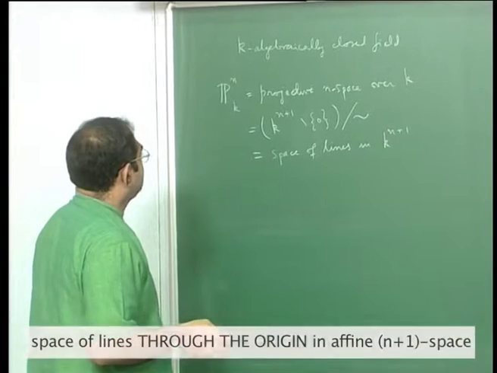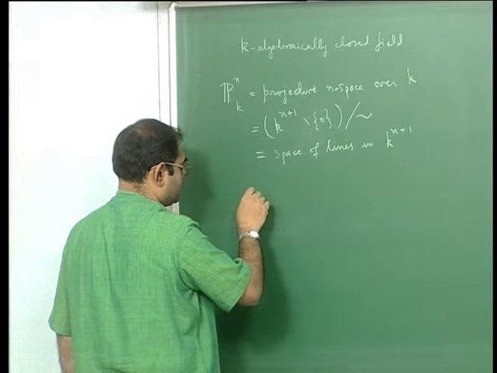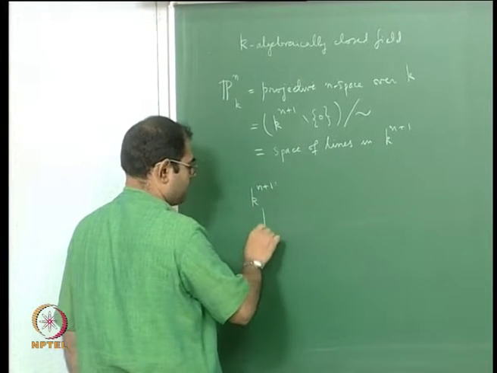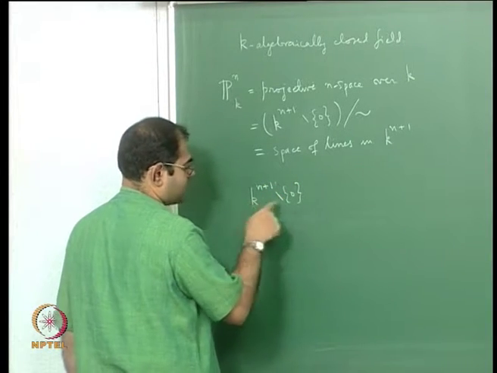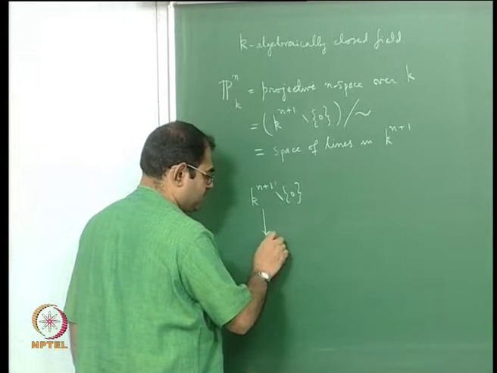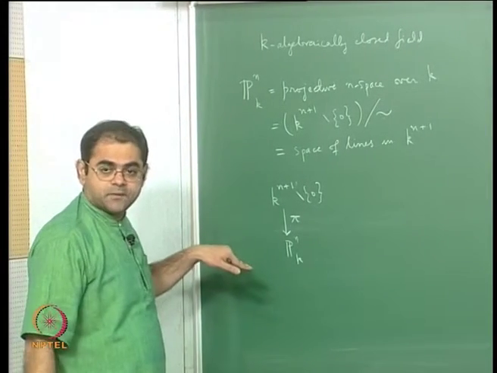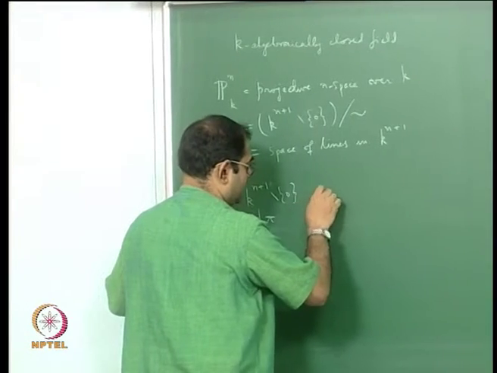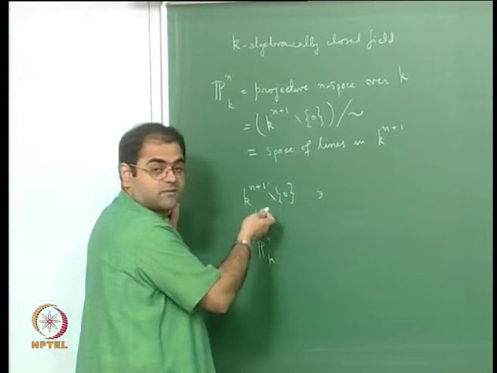Okay, and so you have a natural map from K^(n+1) minus 0, the punctured affine space, to projective space P^n. There is a natural map which is the quotient map. Okay, so you can think of every point being sent to its equivalence class, and the equivalence class can be thought of as a line.